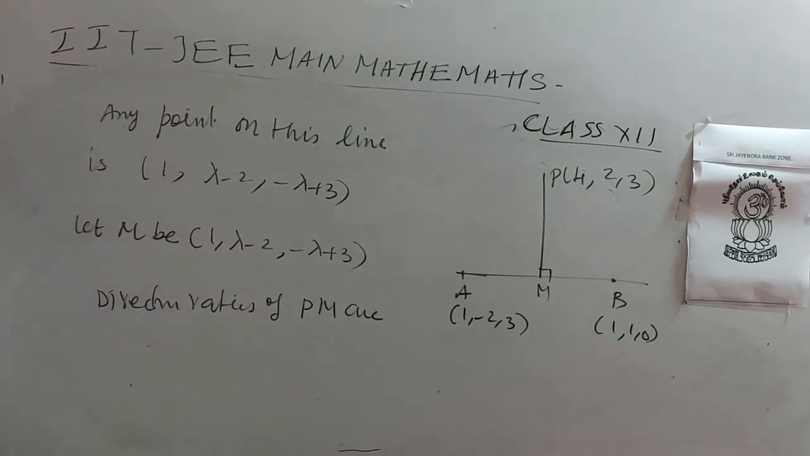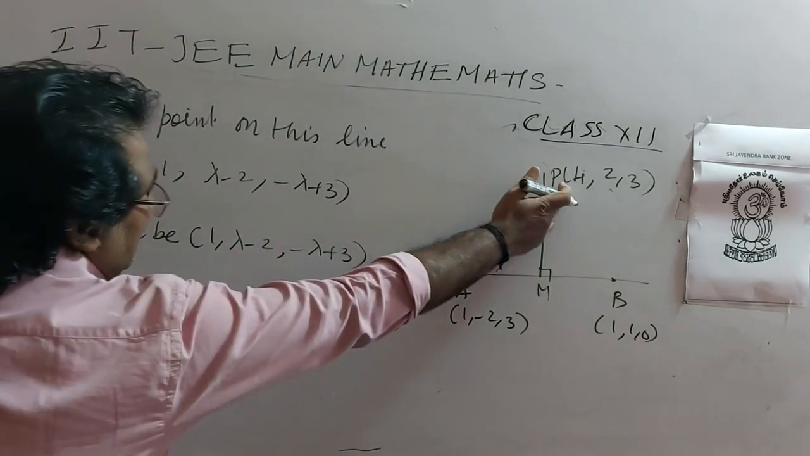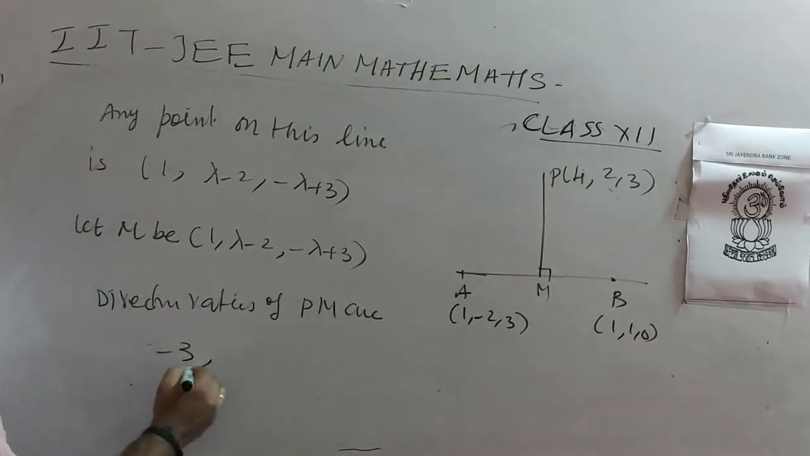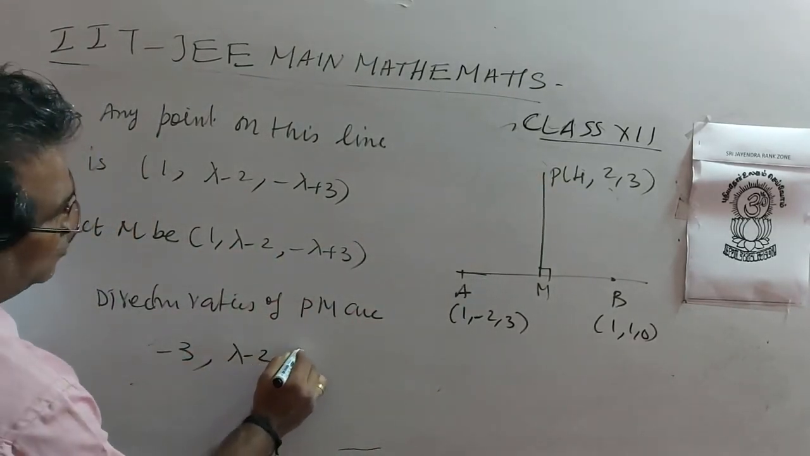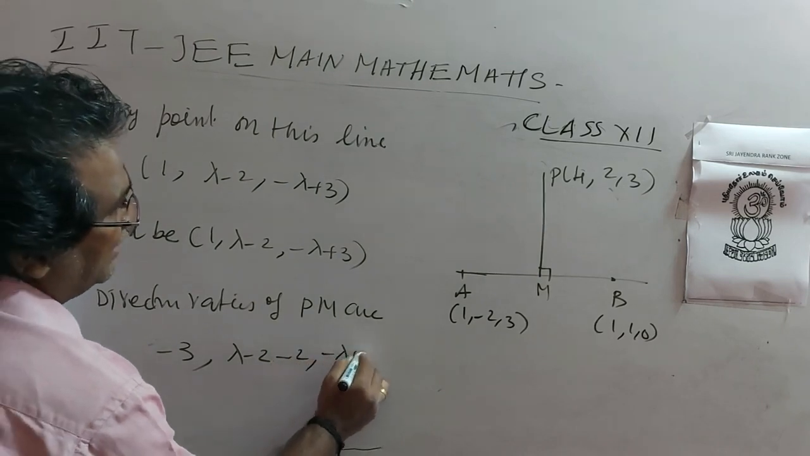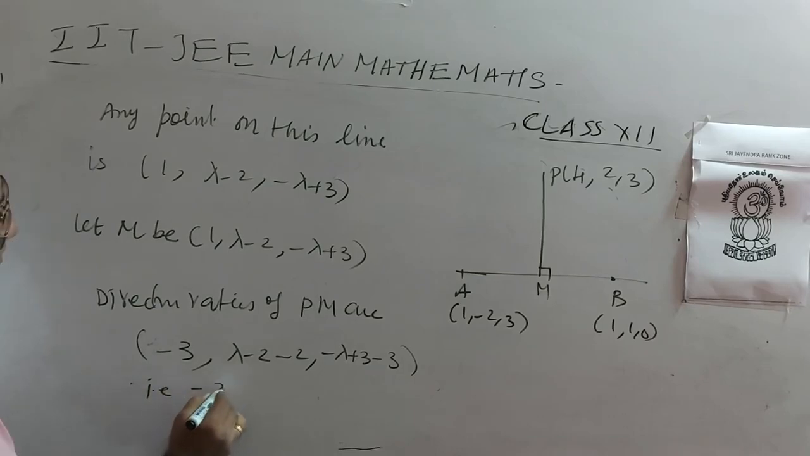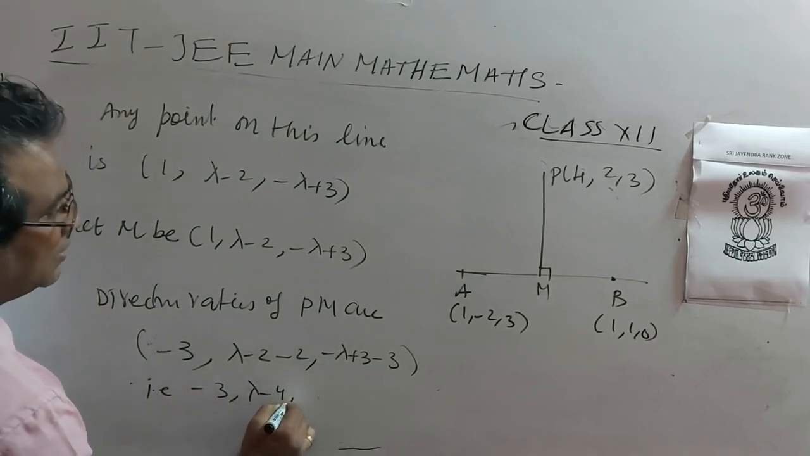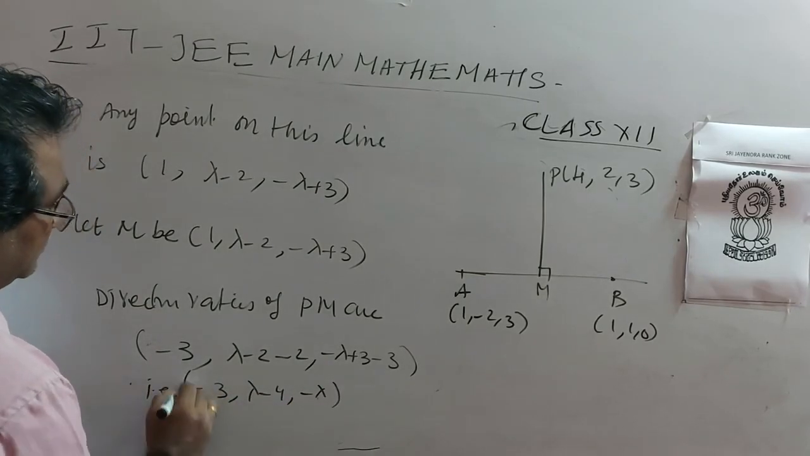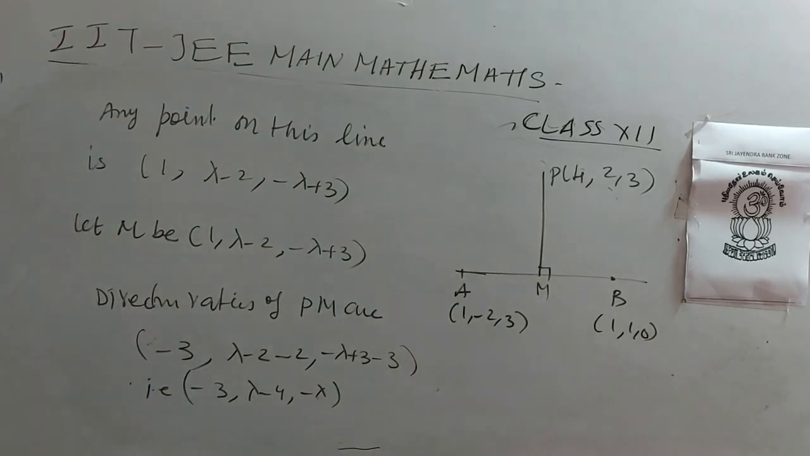Direction ratios of PM are x2 minus x1, y2 minus y1, z2 minus z1. That is 1 minus 4, which is minus 3; lambda minus 2 minus 2; minus lambda plus 3 minus 3. That is minus 3, lambda minus 4, minus lambda.